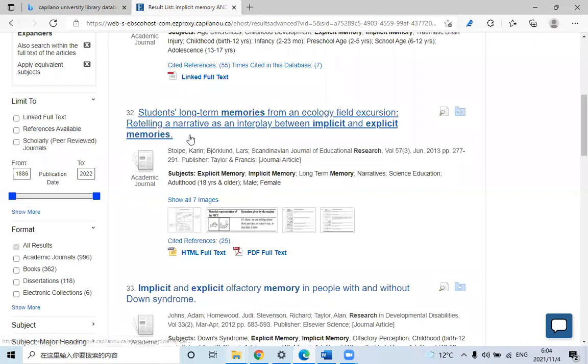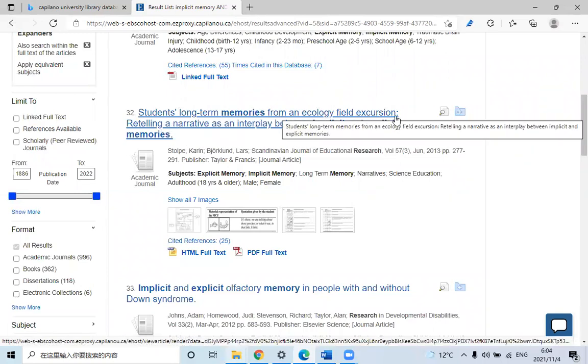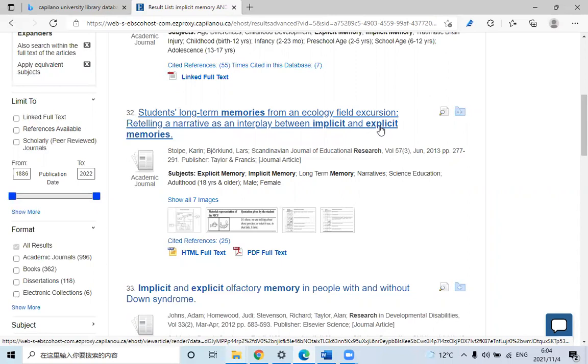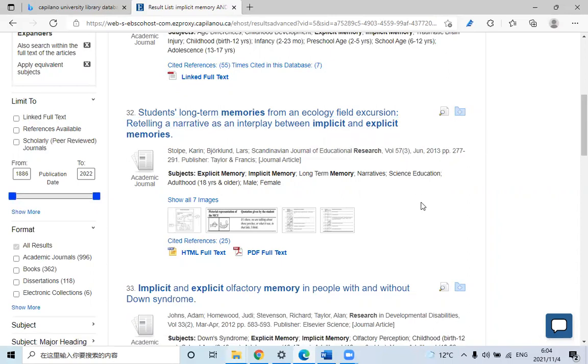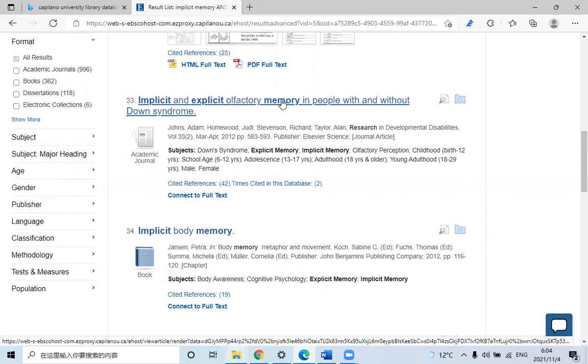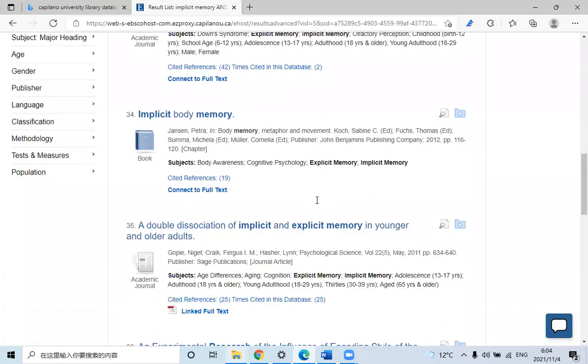Could be a caper. Students' long-term memories from an ecology field excursion, retelling a narrative as an interplay between implicit and explicit memory. No. Implicit and explicit olfactory memory in people with and without Down syndrome. Yeah, people with and without Down syndrome, it's olfactory memory. Focus on olfactory memory. Maybe not.